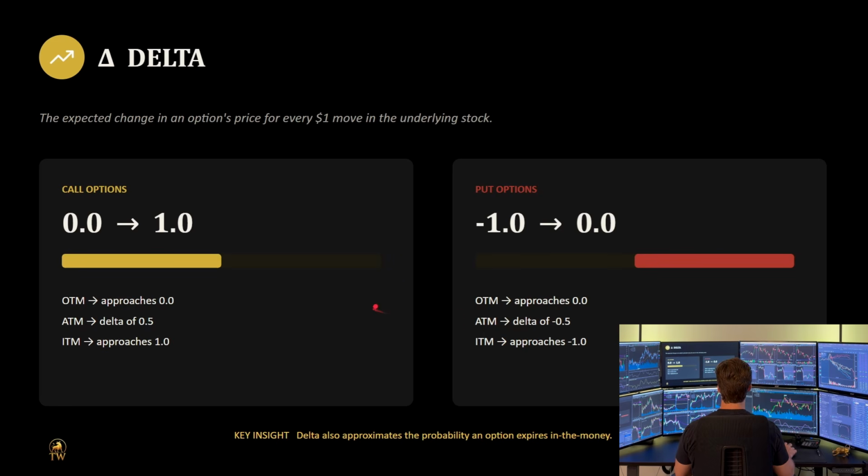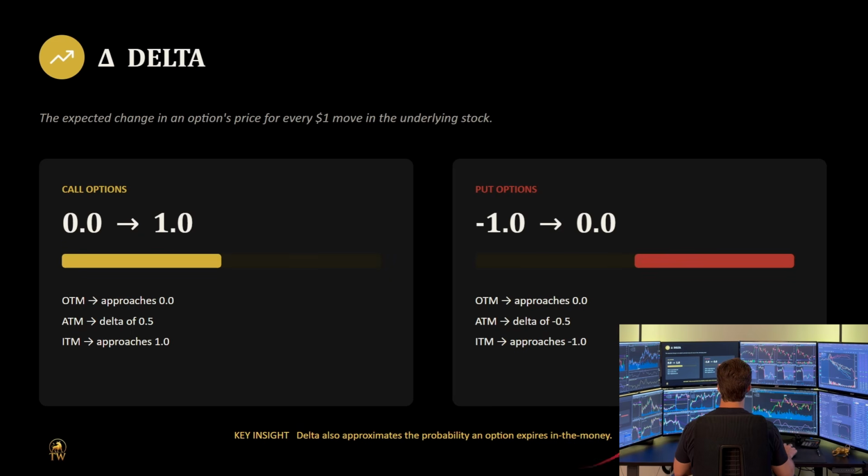As contracts go deeper and deeper into the money, their delta will increase. For example, a call with a delta of 10 that starts to move closer and closer to the money will go up in delta until finally it goes as deep in the money as possible, and then it becomes a 1 delta. The same is true for puts. The out of the money will have a very low delta, the at the money will have a 50 delta, and the in the money will have up to a 1 delta.